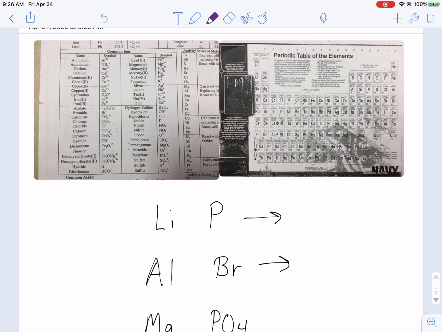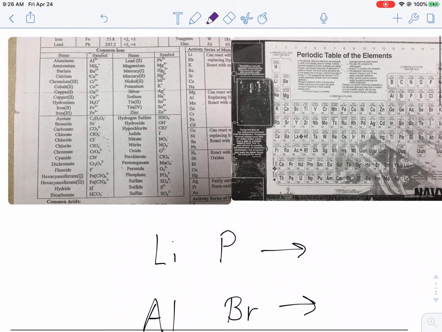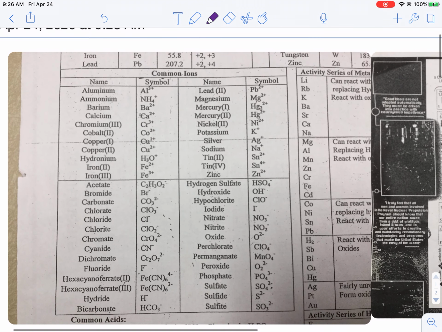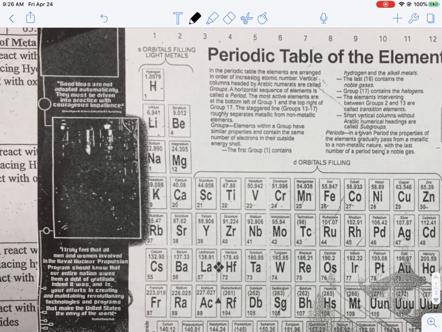For example 1, if I have lithium and I have phosphorus, the first place I want to look to try and find lithium's charge is on my common ion sheet. I don't see lithium on here. It's not a positive ion found on this sheet. So the next thing I want to do is go look at the periodic table.